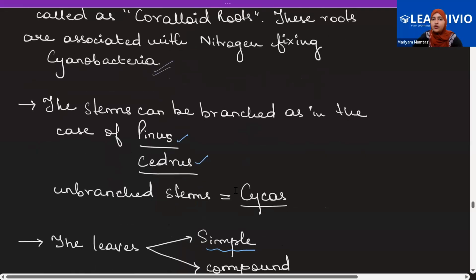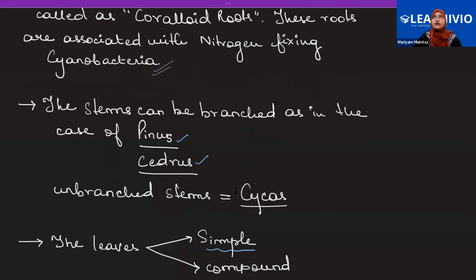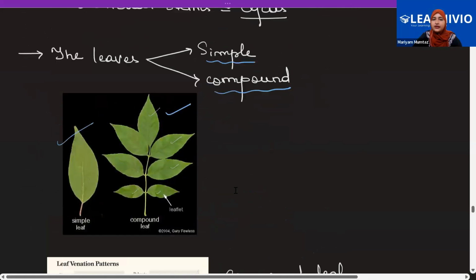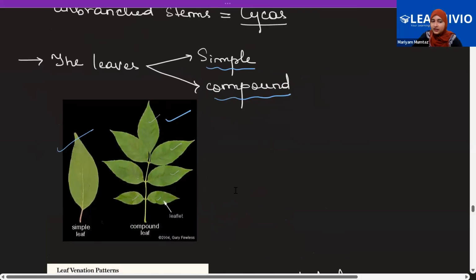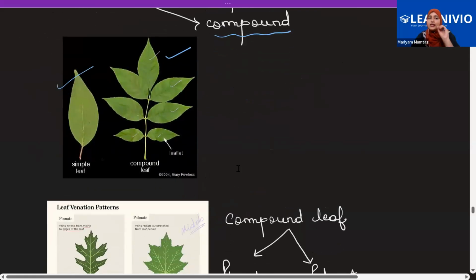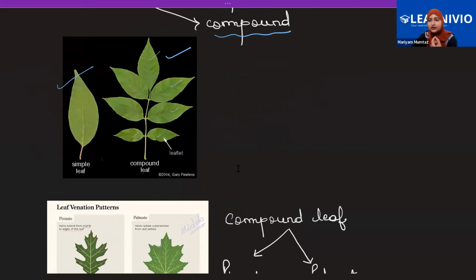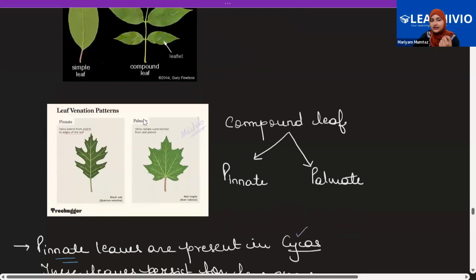Then the stems of the gymnosperms can be branched, like in the case of pinus and cedrus, or they can be unbranched. The leaves we have discussed could be simple or compound. If it is simple, then there is one leaf and one petiole. Petiole is that stick-like portion below the leaf, and the compound leaf would be multiple leaves on one stick or one stalk. Okay, so that is the case.